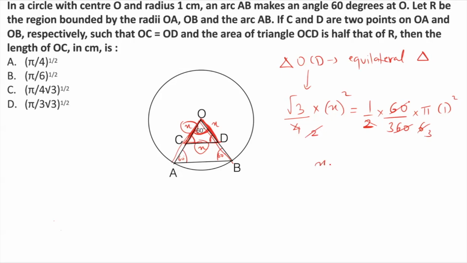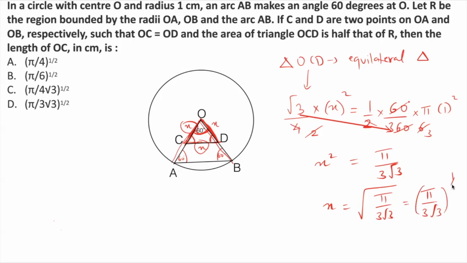We are going to get x square is equal to pi upon 3 as it is. Bring the root 3 downwards here. So this will be pi by 3 root 3. So x will simply be equal to square root of pi by 3 root 3. And that is nothing but (pi by 3 root 3) raised to the power 1 by 2. This is very clearly our D option. And the answer to our question, x or the length of OC, is (pi by 3 root 3) raised to the power half.